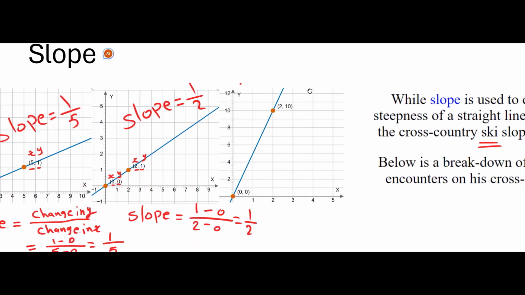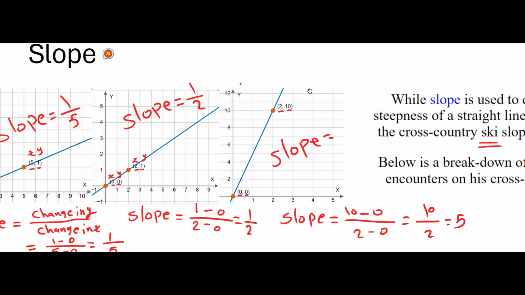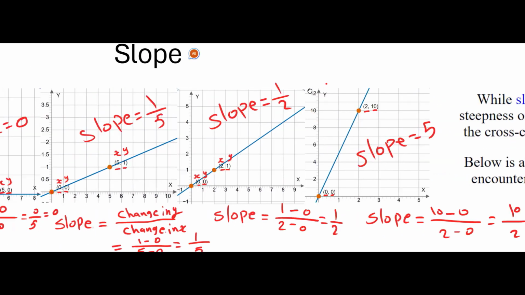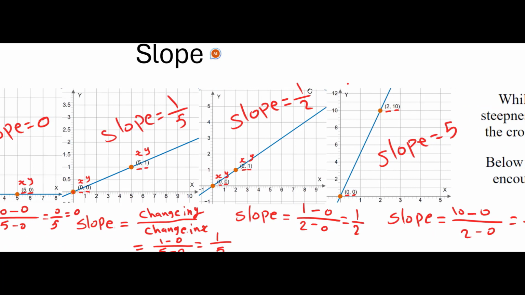What about this? Slope here will be y minus y, it will be 10 minus 0 over x minus x, it will be 2 minus 0. It will be 10 over 2 equals 5. Then slope here will be 5. All are positive here. This is positive, positive, positive, because all of them are increasing from left to right. When you check it from left to right, the line here is increasing.